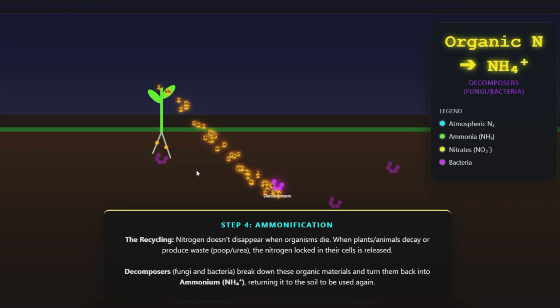Ammonification. Now, nitrogen doesn't disappear when organisms die. When plants or animals decay or produce waste, the nitrogen locked in their cells is released. Decomposers, fungi, and bacteria break down these organic materials and turn them back into ammonium, returning it to the soil to be used again.